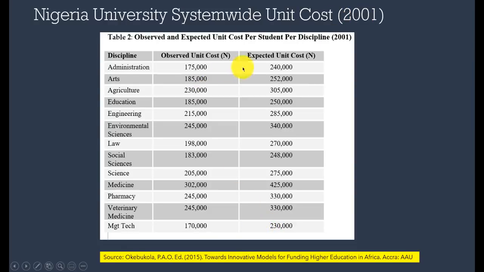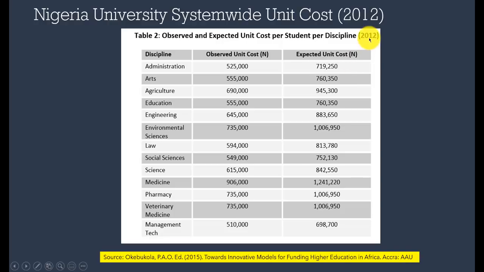In 2001, we also had the observed and the expected. Expected is when this university is running like a real university. Here, sometimes we get it as a glorified secondary school. So this is the actual, and then administration for 175, you can see this 240. So 185, you can see the difference.